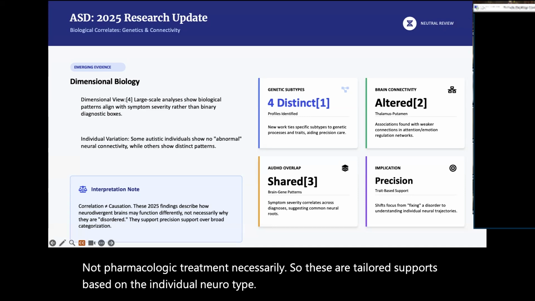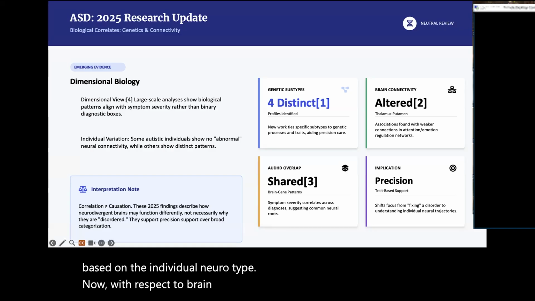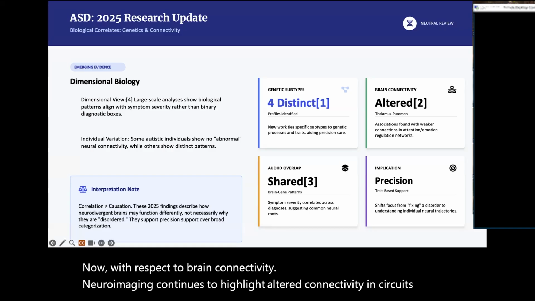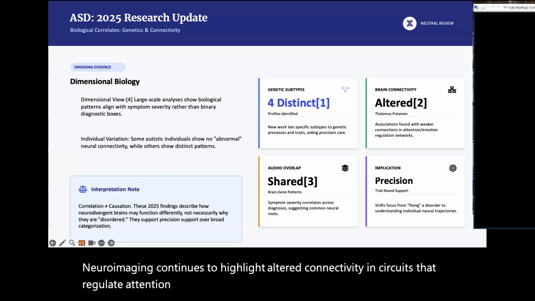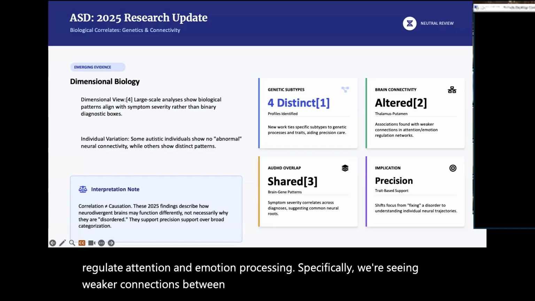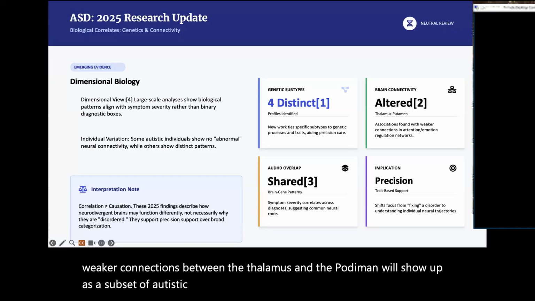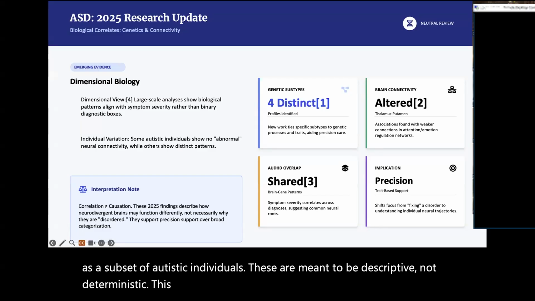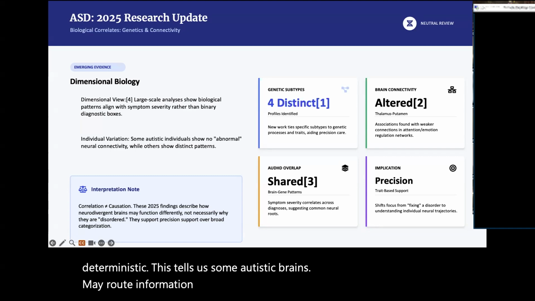Now, with respect to brain connectivity, neuroimaging continues to highlight altered connectivity in circuits that regulate attention and emotion processing. Specifically, we're seeing weaker connections between the thalamus and the putamen, which show up in a subset of autistic individuals. These findings are meant to be descriptive, not deterministic. This tells us some autistic brains may route information differently, not why someone is autistic.